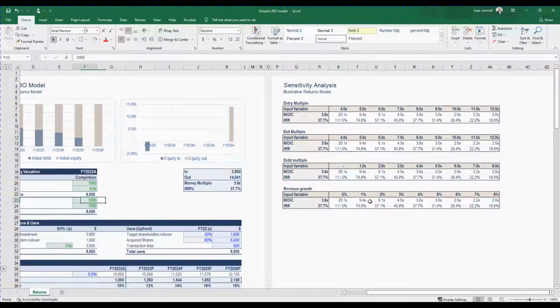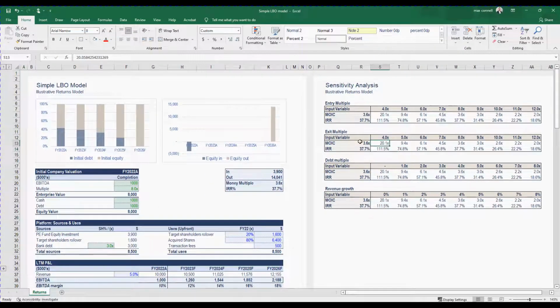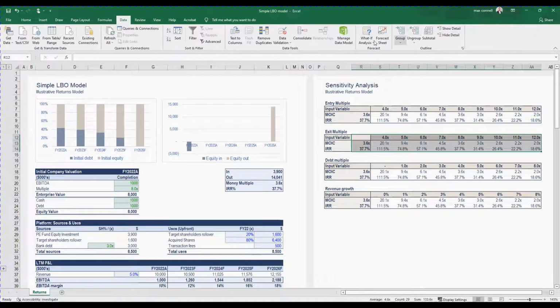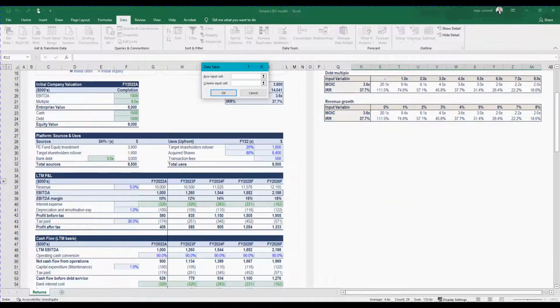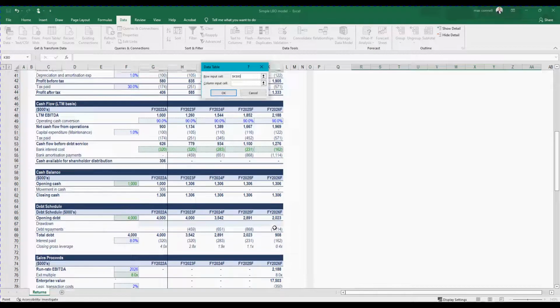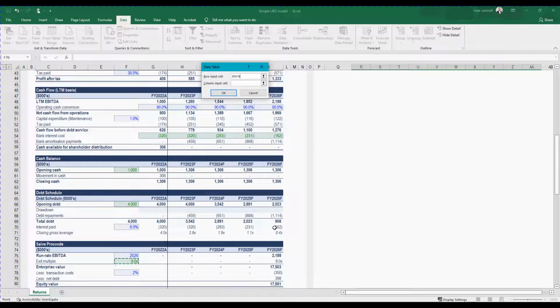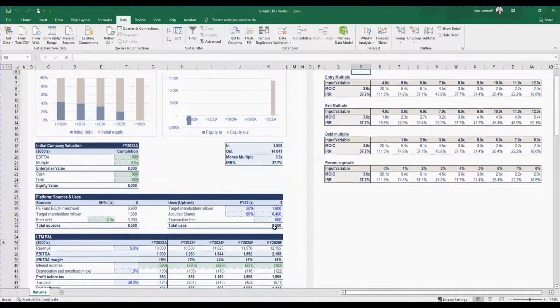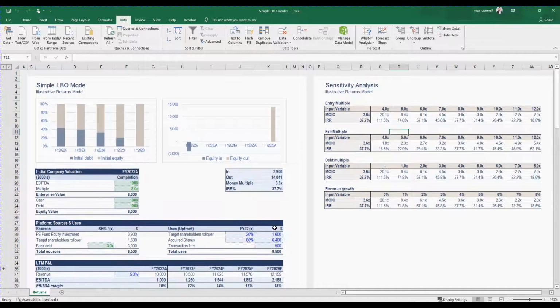Okay, cool. So the last step is just to update our data table for all of these. So what we can do is select this, go data, what if data table, and select the input cell. So in this case, we're doing exit multiple. So let's find the exit multiple that we're assuming, which is 8. And now this makes sense, right? Because it's the complete opposite. The lower the exit multiple, the lower the return we're going to get.